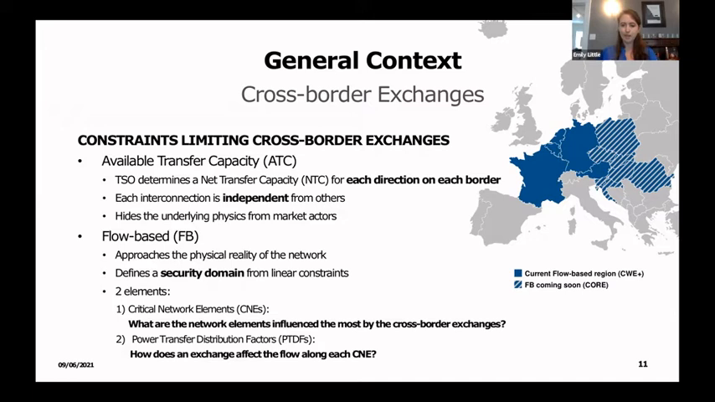And we do this using two elements of the grid. We have what's known as the critical network elements, which are the network elements that are influenced the most by the cross-border exchanges. And we have the power transfer distribution factors, the PTDFs, which show how an exchange between two of the zones would affect the flow along each of these network elements. And a network element can be either a branch or a transformer. It can be anything within the system.